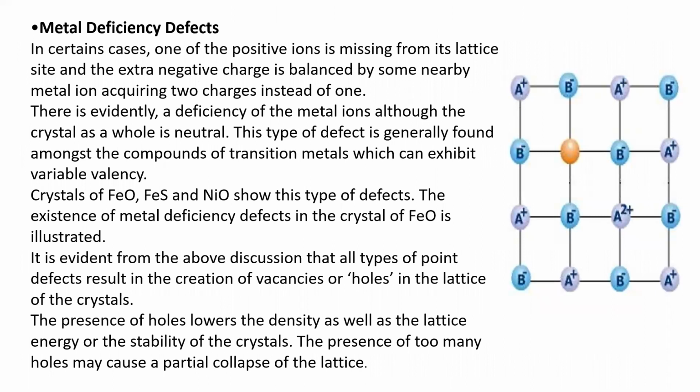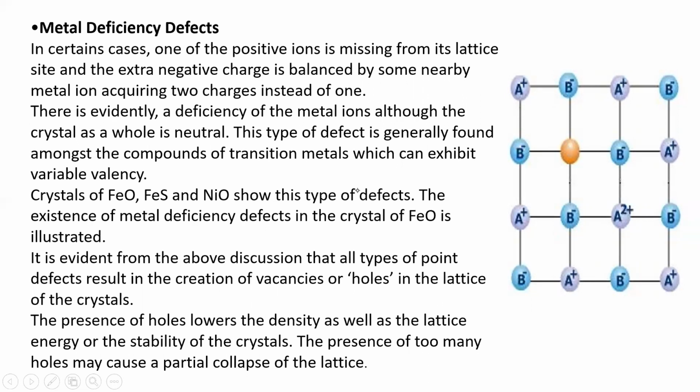Now metal deficiency defect. In certain cases, one of the positive ions is missing from the lattice site, and the extra negative charge is balanced by some nearby metal ion acquiring two charges instead of one. There is evidently a deficiency of the metal ions, although the crystal as a whole is neutral. This type of defect is generally found among the compounds of transition metals, which can exhibit variable valency. So crystals of FeO, FeS, and NiO show this type of defect.